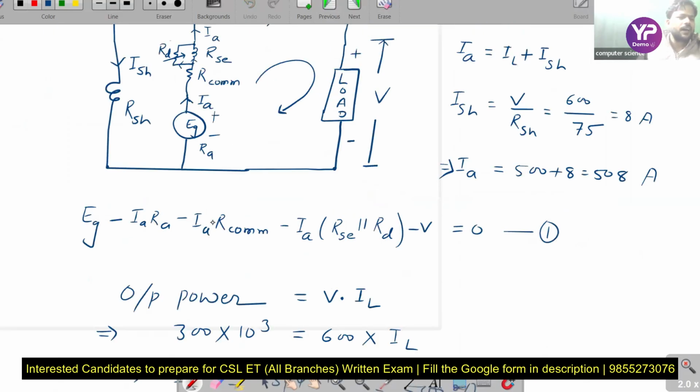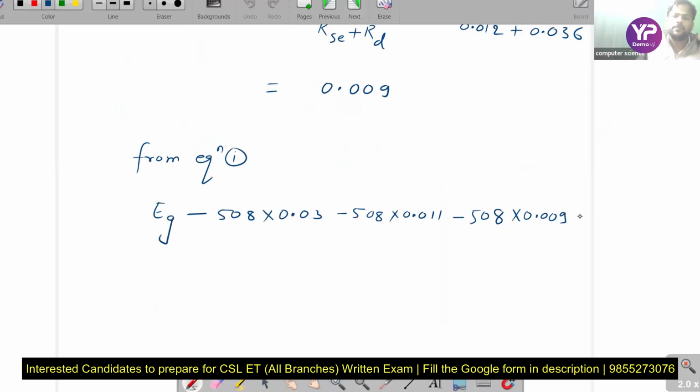EG minus IARA minus IAR commutating minus IA into RSE parallel RD minus V. Here V is 600. When we simplify this, we get the value of generated EMF, and the generated EMF EG is equal to 625.4 volt.